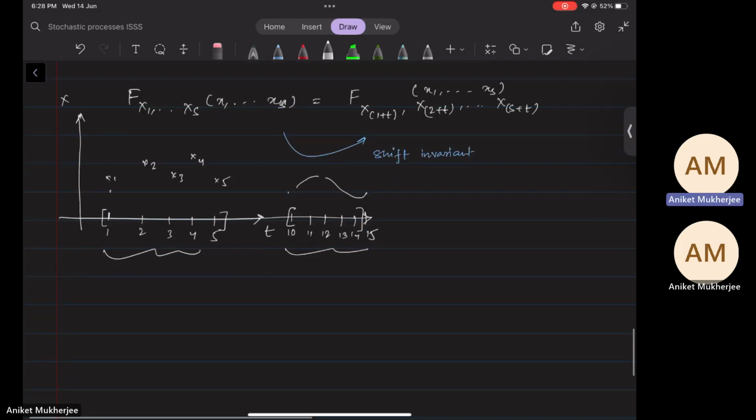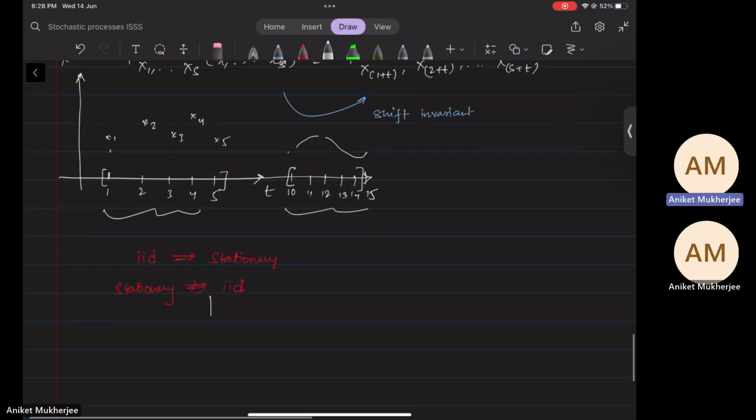So IID implies stationary. I won't be doing the proof in this course, but if you want, you can ask me to do the proof. So IID implies stationary, but stationary does not imply IID. We'll give a quick example of this. One example is I generate a random process such that x0 equal to 0, x1 equal to x0, x2 equal to x1, and so on.